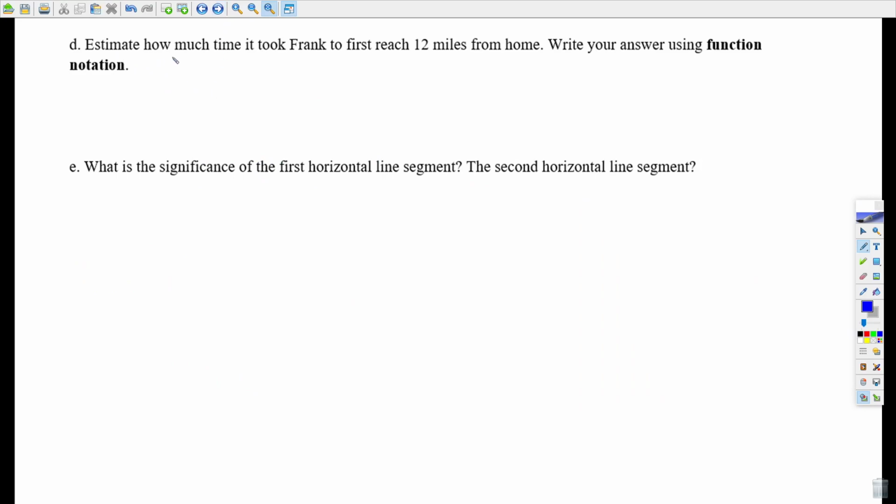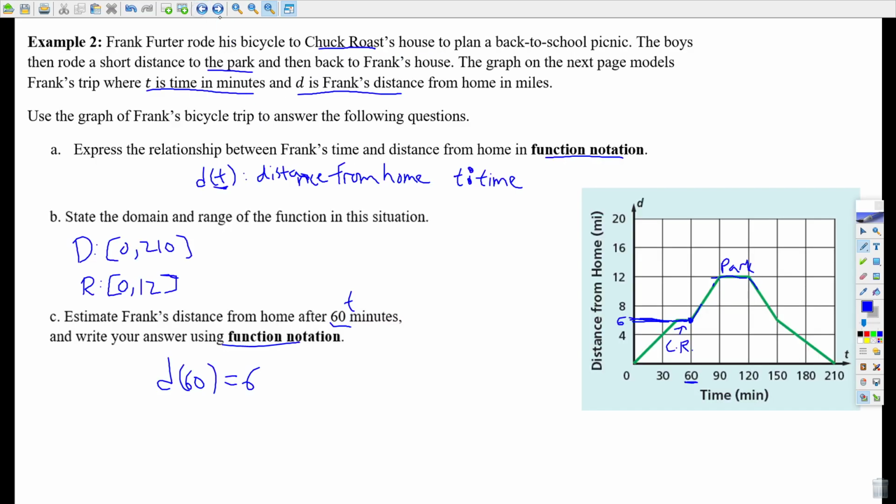Okay, part D. Estimate how much time it took Frank to first reach 12 miles from home. Write your answer using function notation. So same thing as far as the notation. We need D of something equals something. We're trying to find when he reached 12 miles, so the distance is 12. We're trying to find the T value, right? How much time it took to get there. So we go back here.